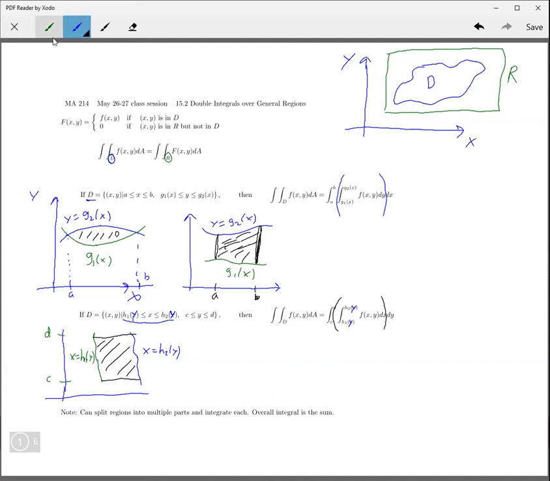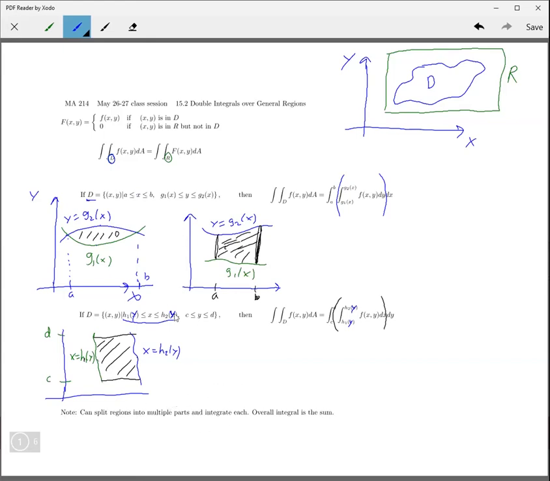Okay, so those are the two main tools. Now, sometimes you have to be intuitive, and I'll show you some examples later. But not all regions are going to be able to be written in one of these two ways. I think they call this type 1 and that type 2. But not all regions are going to be able to be expressed in one of these ways. But what you can do is you can split regions into multiple parts and integrate each.